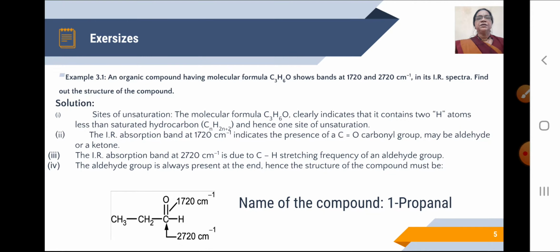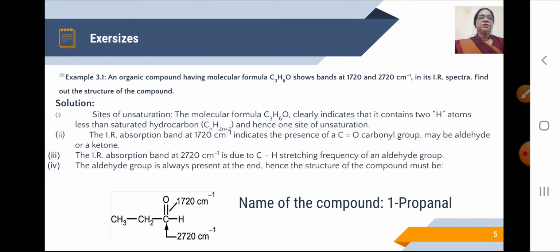Now we have to see some exercises, how to find out the structure of the compound by using the given formula. Now see the first example. An organic compound having the molecular formula C3H6O shows bands at 1720 and 2720 per centimeter in its IR spectra. Find out the structure of the compound.